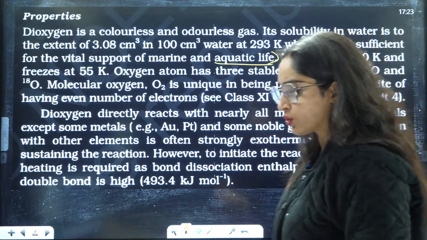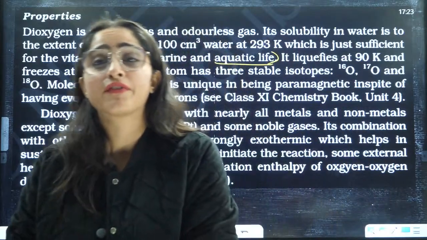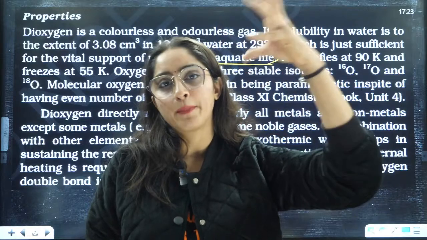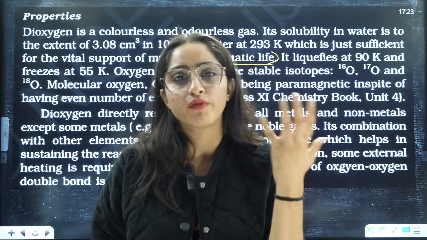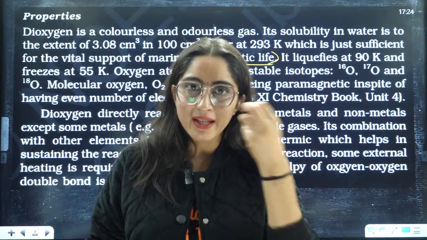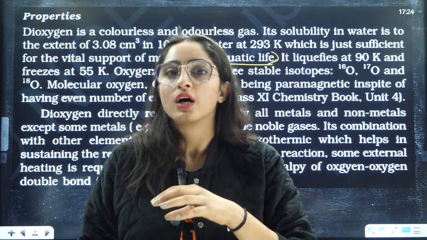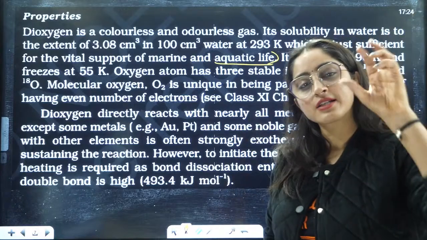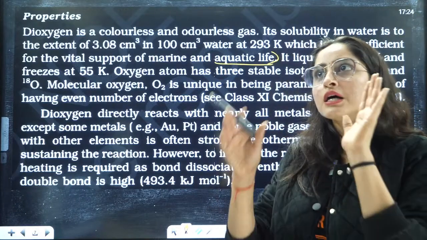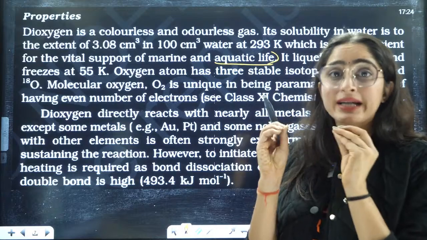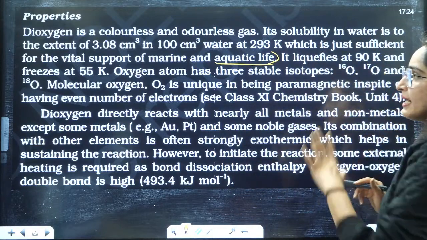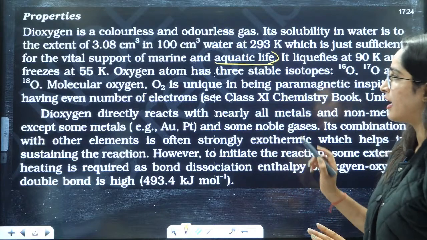Now we know that if oxygen were not soluble in water, then what would happen to aquatic life? It's not possible for them to breathe, right? So they need oxygen dissolved in water. That's why oxygen is soluble in water, not to a very high extent, but enough so that marine and aquatic life can survive, right? It liquefies at 90 K and freezes at 55 K.